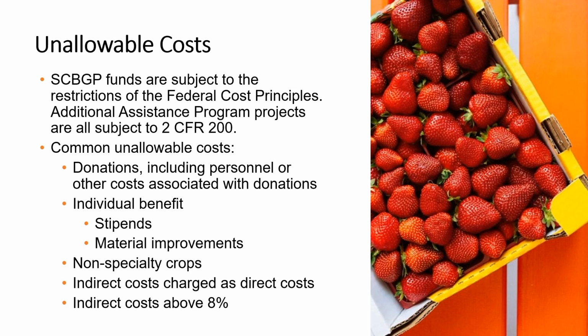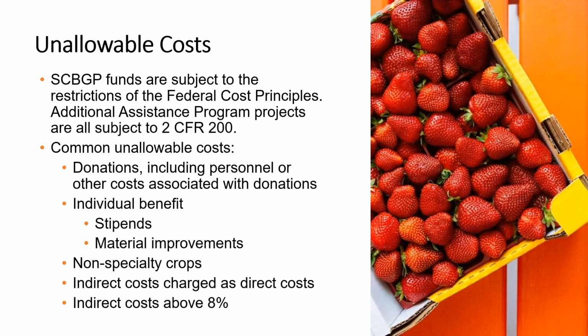Some costs are considered indirect costs and cannot usually be charged directly to the SCBGP grant. These include general office supplies like printer paper or pens, insurance, utilities, etc. And note that the indirect cost rate is set at 8% of the total of salary and fringe benefit costs.